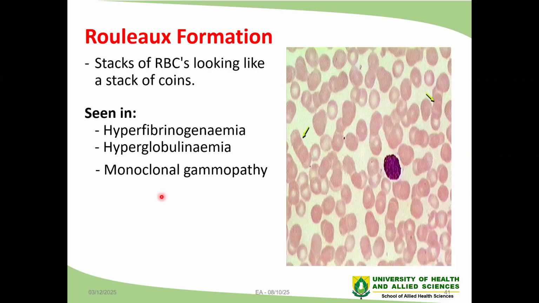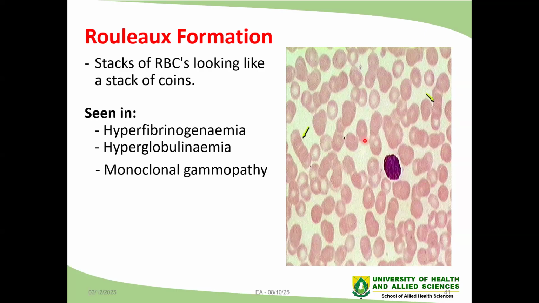Again, we have something we call rouleau formation. So we can see from the film here, we have this and we also have that. This is a case where you have red cells stacking on each other, looking like a stack of coins. And when you come across something like this, be careful. First of all, check which part of the film you are examining. If you are examining in the thick portions of the film, you will see a lot of this. But that is not what is really happening.